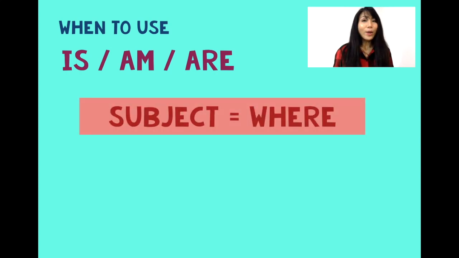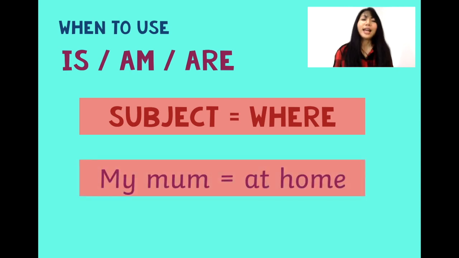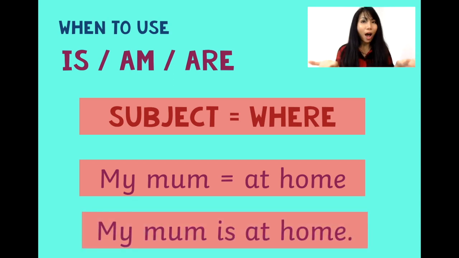Next, when we talk about where, like subject, where is the subject? Like my mom at home. My mom at home. So we're going to use is, am, are. So we use my mom is at home, like this.